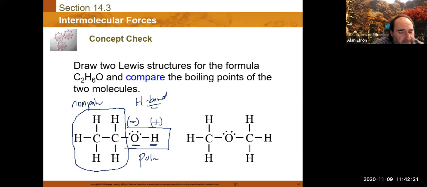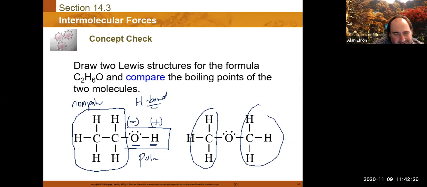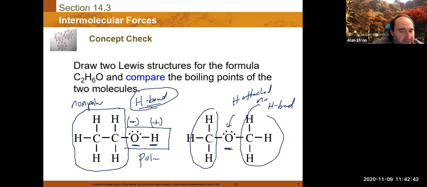When we come over here, again, all this is pretty much nonpolar. A little bit of polarity here, but important here is I do not see a hydrogen attached. So this guy can do no hydrogen bonding. So in comparison of these two, because the guy on the left has the ability to hydrogen bond, which is the strongest intermolecular force, we would expect this guy on the left to have the higher boiling point of the two. Any questions on that there?